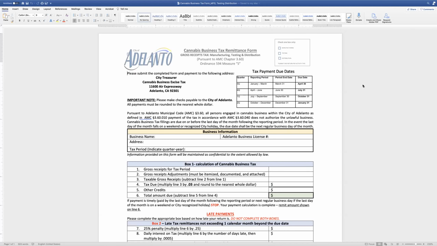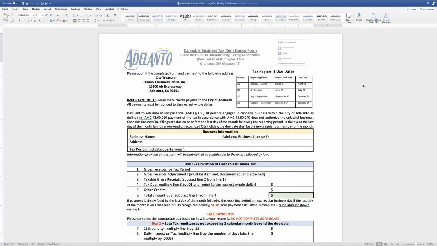Hello, and thank you for taking the time to review this quick tutorial on how to complete a cannabis tax remittance form. My name is Jamie Lewis, and I work here with the City of Adelanto in the Cannabis Compliance Department. Again, the purpose of this tutorial is to assist those who are new to operating in Adelanto or those who are transitioning from monthly to now quarterly tax remittance form submissions to properly complete these forms and ensure that the taxes paid have been appropriately calculated.